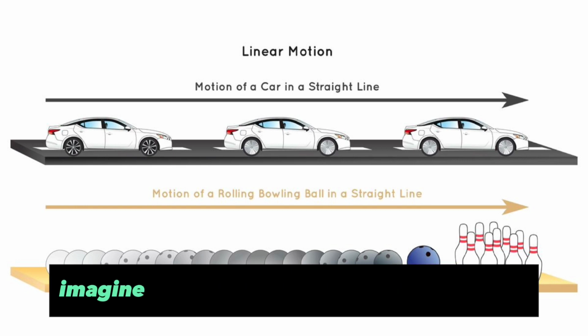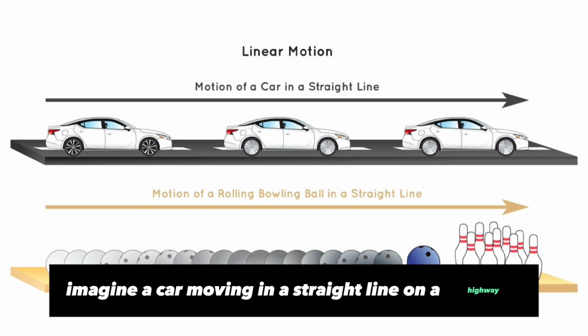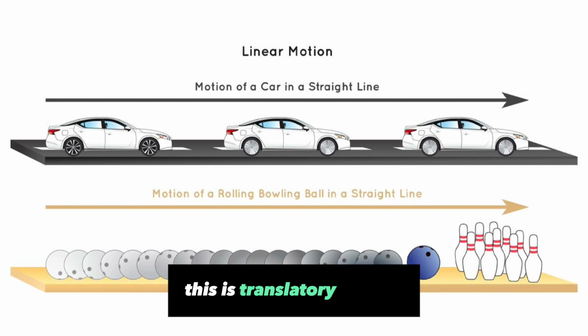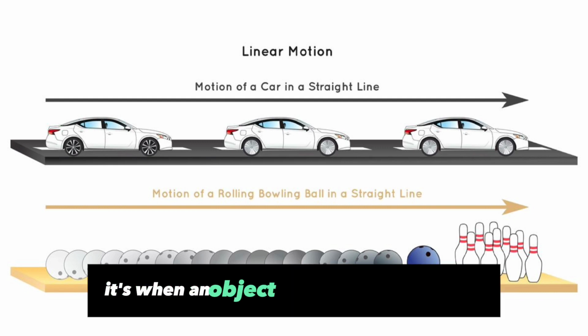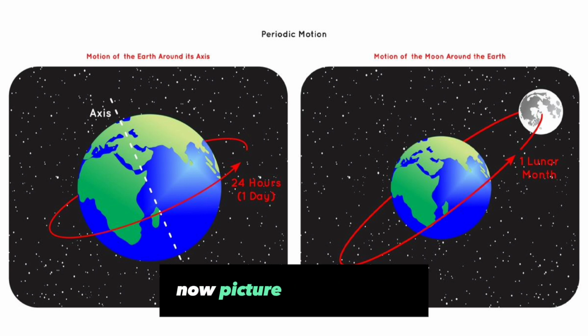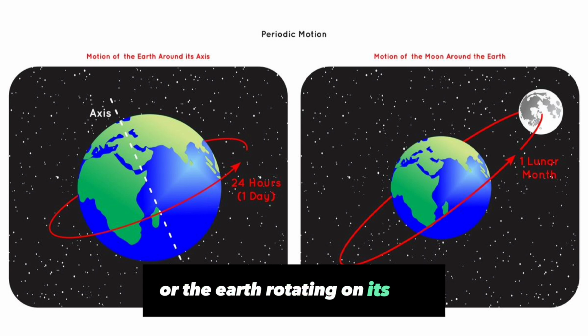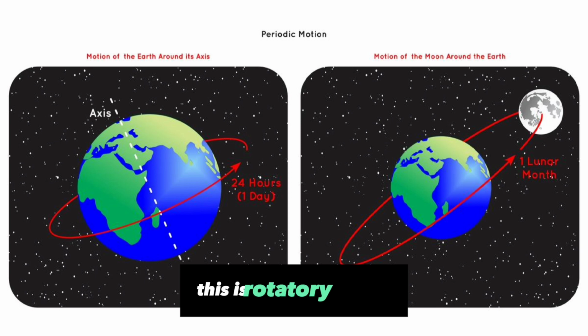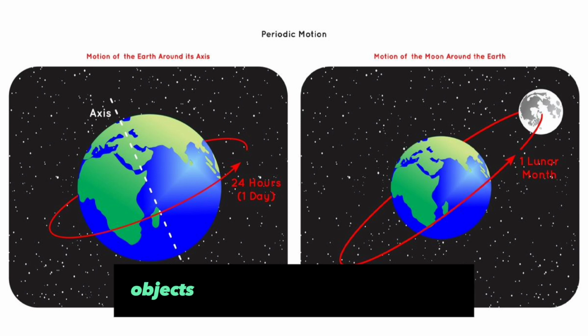Translatory motion. Imagine a car moving in a straight line on a highway. This is translatory motion. It's when an object moves in a straight path. Rotatory motion. Now picture a spinning top or the Earth rotating on its axis. This is rotatory motion. Objects rotate around an axis or point.